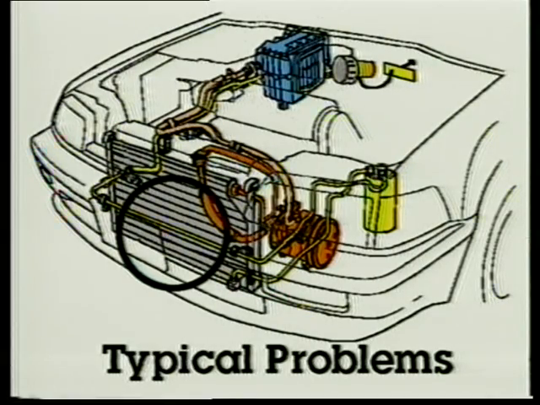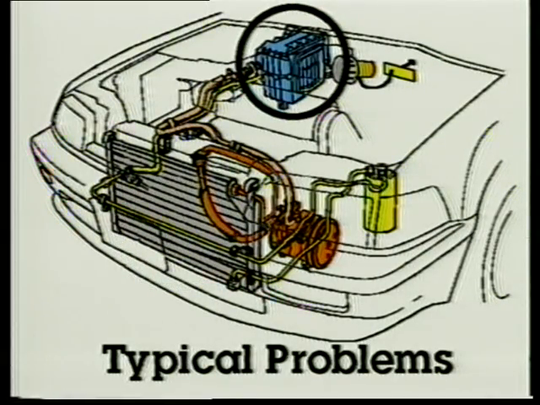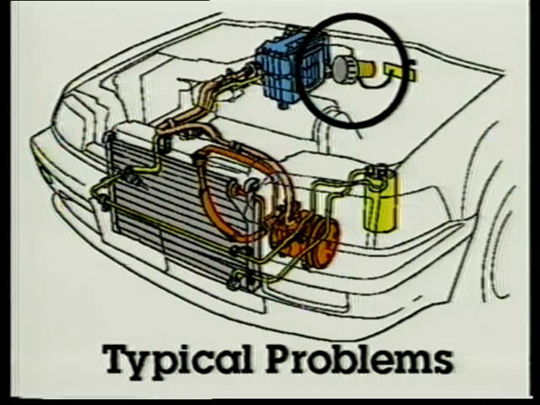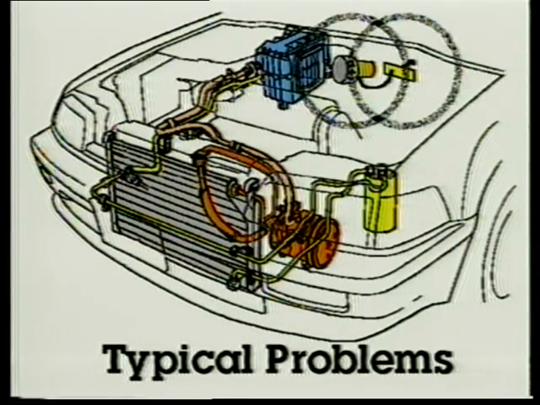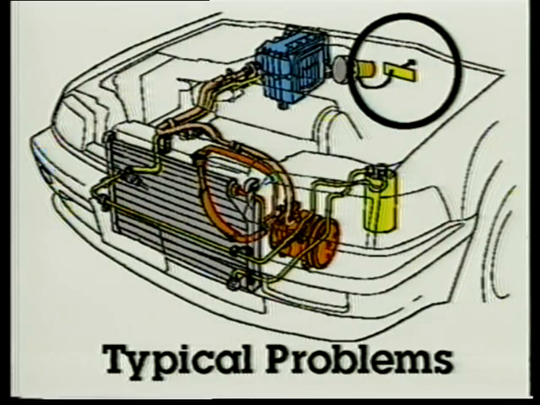The evaporator can develop pinhole leaks and occasionally be restricted. The blower motor can go bad. The dash control head may not operate the air doors, compressor clutch, or the blower. Keep these problems in mind.